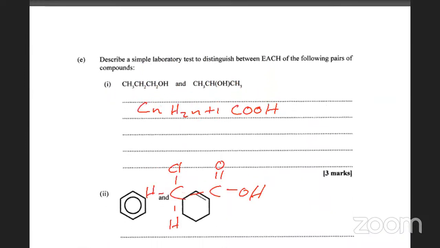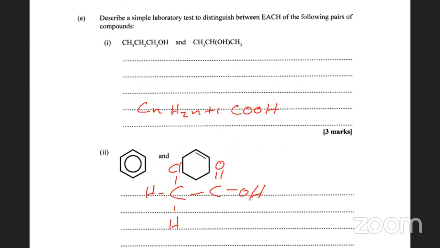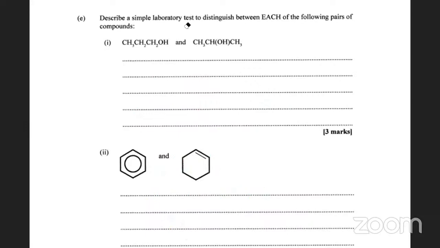Continuing. All right, describe a simple laboratory test to distinguish between each of the following. So this is a primary alcohol. This looks like a secondary alcohol. Remember, I have 3 types of alcohol: primary, secondary, and tertiary. Ethanol is a primary alcohol. So remember, quickly, the carbon to which the OH group is attached. I am going to do it in terms of hydrogen. You can do it in terms of carbon.